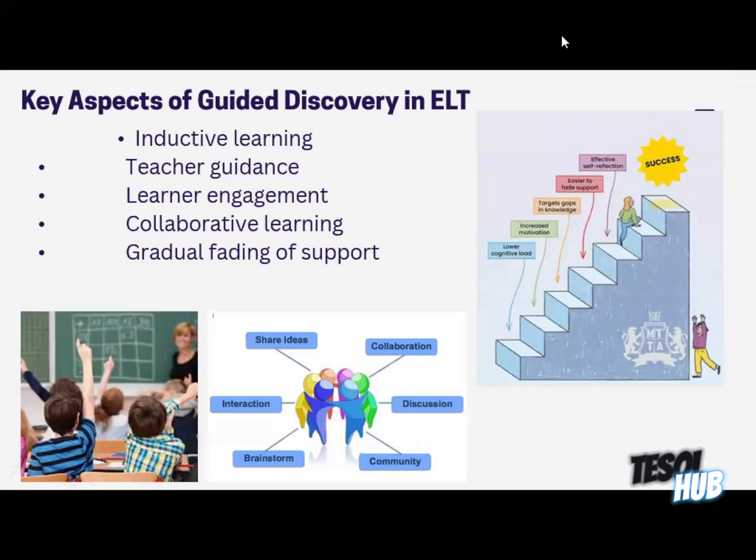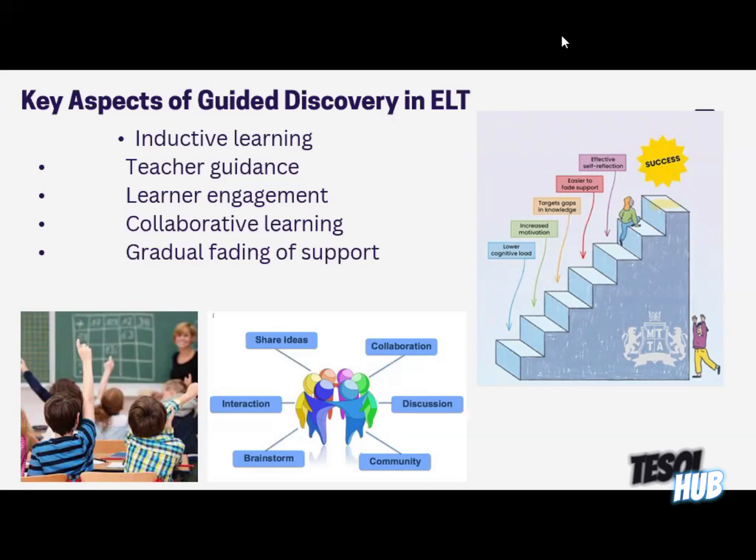So think about the key aspects of guided discovery in an English language teaching class. So of course, it's inductive learning, as we mentioned before. And then we need teacher guidance. The teacher's role here is to carefully guide the learners through the discovery process by providing prompts. You know, the prompt is mainly like giving them tips, so you help them and you scaffold your way until they get the concept or the information. So we use scaffolding and feedback.